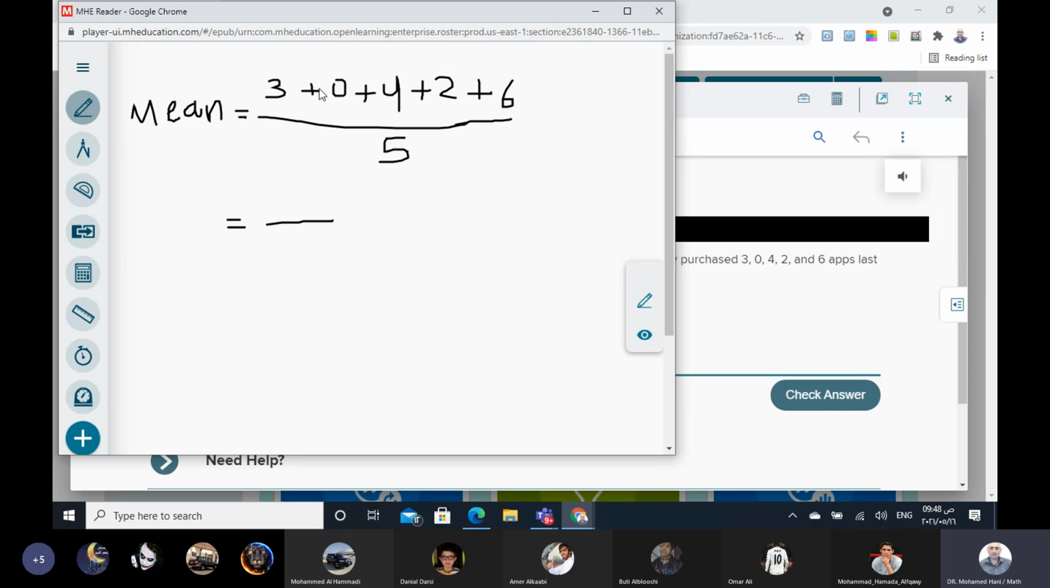Now we can add: 3 plus 0 is 3. 3 plus 4 is 7. 7 plus 2 is 9. 9 plus 6 is 15. Over 5. 15 divided by 5 is 3. So the answer will be 3. This is how to find the mean, one measure of center. As you see here, 3 is in the center of this data.